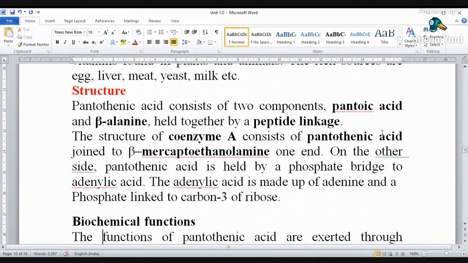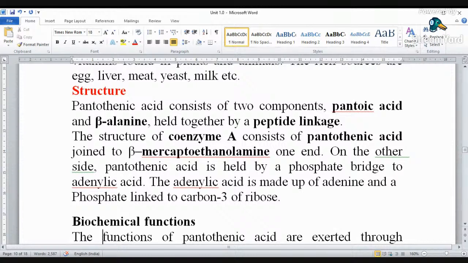Now, what is the structure of pantothenic acid? Pantothenic acid consists of two components, pantoic acid and beta alanine, held together by a peptide linkage. The structure of coenzyme A consists of pantothenic acid joined to beta mercaptoethanolamine at one end. What is the structure of pantothenic acid? It consists of two components, pantoic acid and beta alanine, joined together by a peptide linkage.